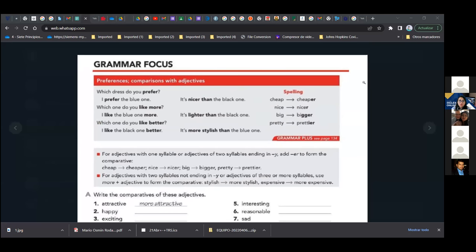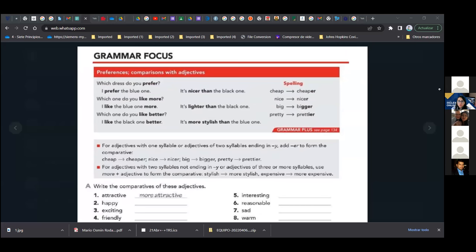Okay, so there we have, for example, the adjectives. The adjectives, remember, are the ones that describe something, a person or an object. Son los que nos ayudan a describir, right? So we have the first question. Which dress do you prefer? I prefer the blue one.